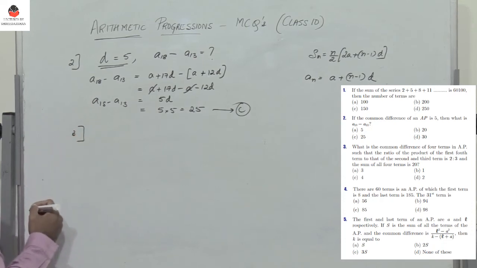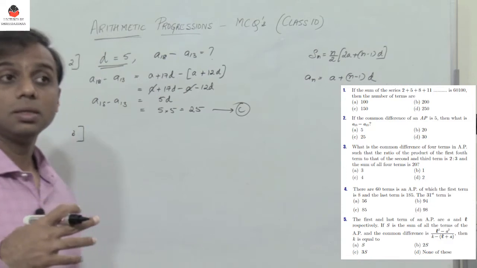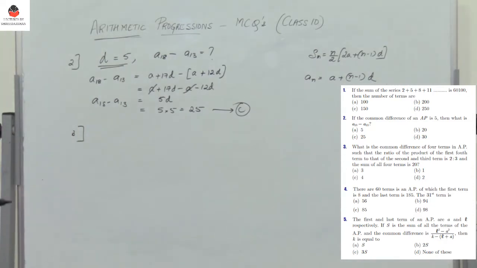What is the common difference of 4 terms in arithmetic progression such that the ratio of the product of the first and fourth terms to that of the second and the third terms is 2:3, and the sum of all the 4 terms is 20. So whenever such problems are given, we have to consider the terms in such a way that the common terms get cancelled out.